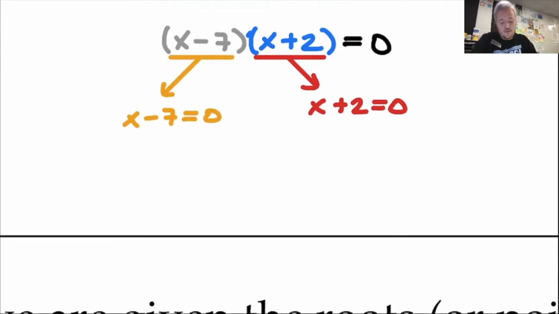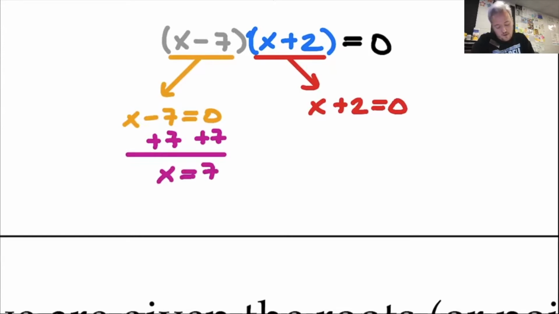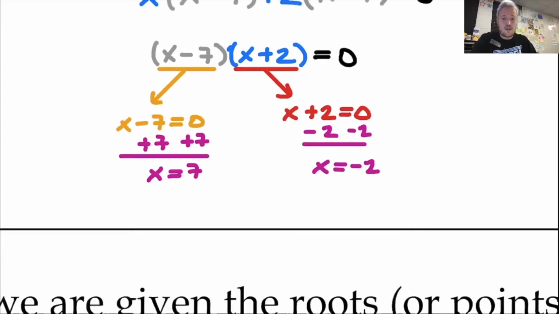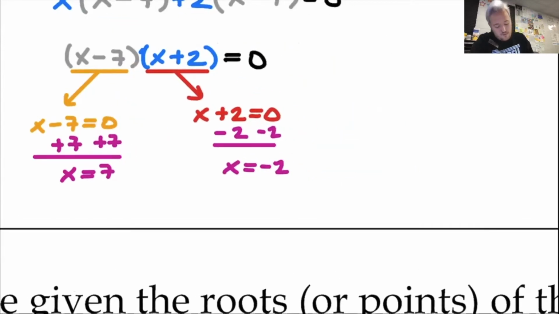All right, so when I do that, I'm going to have plus 7 on both sides over here. So we're going to have x equals 7. And over here on the right, I'm going to subtract 2 on both sides. So I'm going to have x equals negative 2. So now I want to write my solutions as my final answer. So I'm going to have x equals negative 2, comma 7. All right.